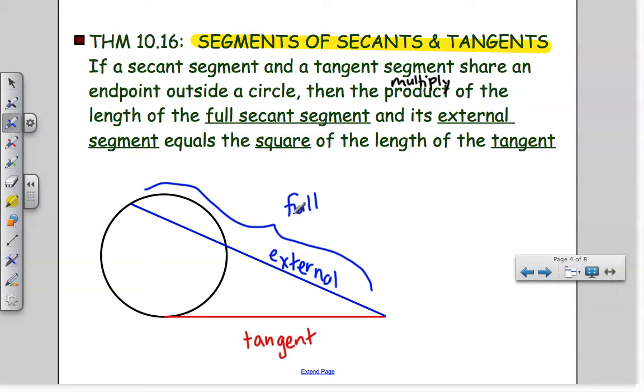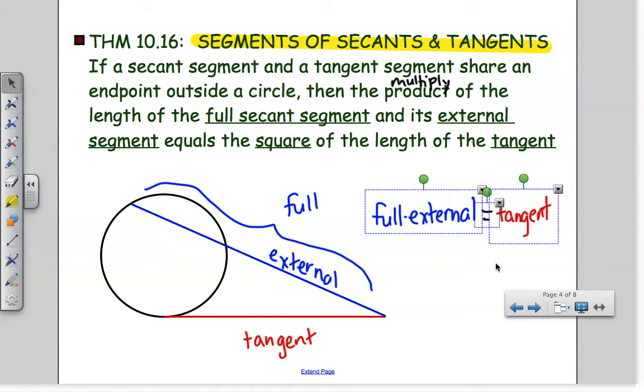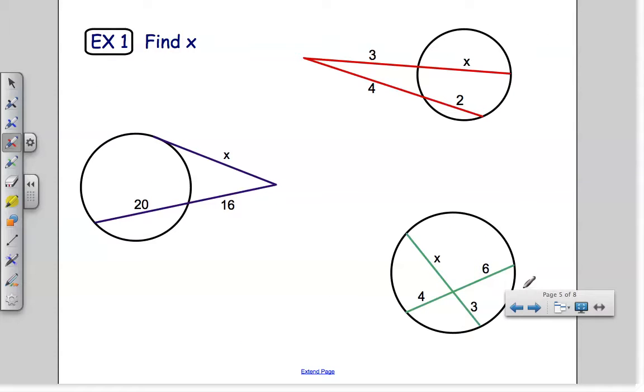Okay, so in this case, let's say we have the one secant, well, you're going to do full times external again, but in this case, it's going to equal, instead of a tangent being full times external, you're just going to do the tangent squared. Sorry, I gotta move this over so I have a little more room. But you would just take the tangent squared, and those things are equal. So let's look at some examples. Again, we're going to see some quadratics coming up with these.